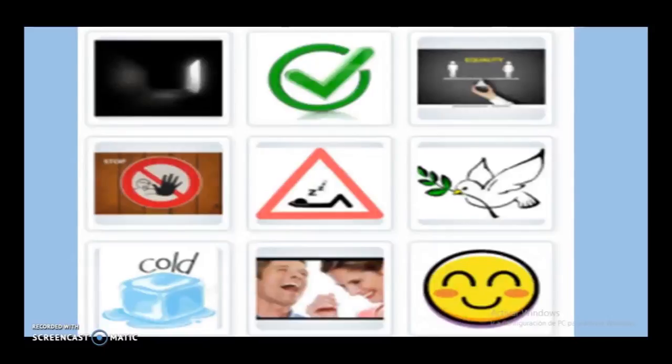Look carefully at the next square filled with images. Close your eyes and try to remember the pictures. Write as fast as you can the images you looked at. Let's check.